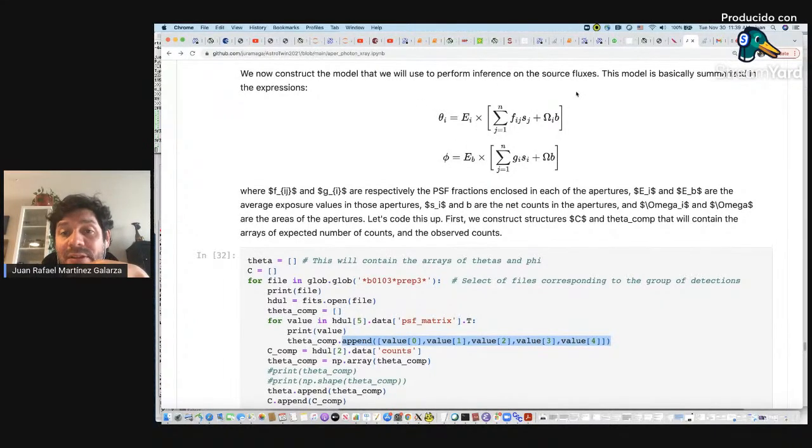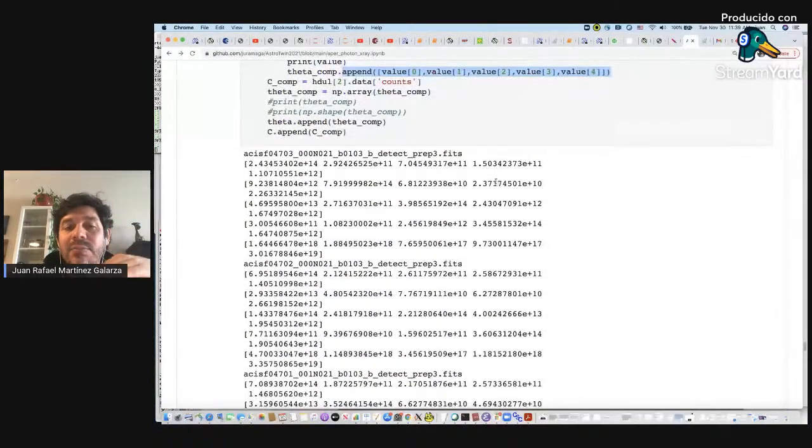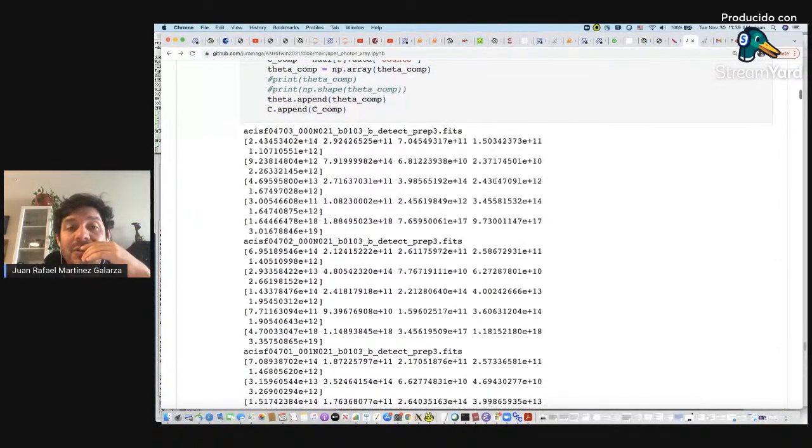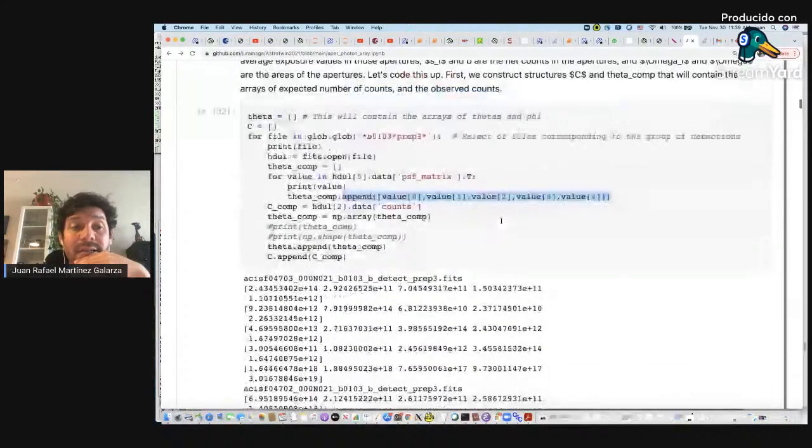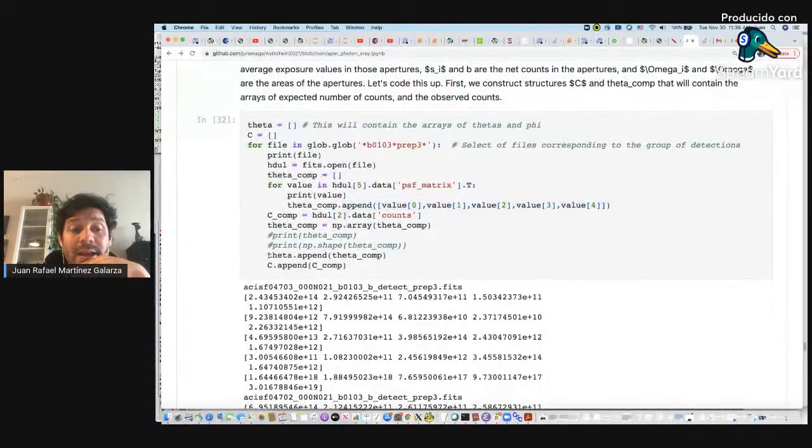This is going to be the parameter of your Poisson distribution, right? Because this will be the expected rate that you get. All I'm doing here is stacking them together because I am going to consider that for all of them I am going to use the same model. So I stack them together as a single array, and that's what this theta quantity contains.